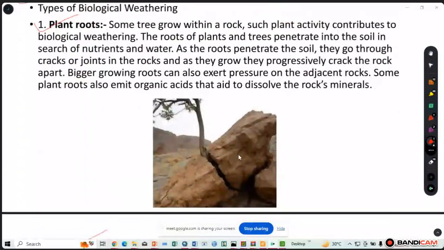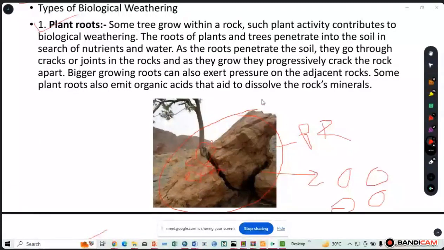You see, suppose this is a parent rock. In the parent rock, the root of the plant penetrates that rock. What happens? It expands. After the expansion, what happens? Small fragments are produced. These things are written here. Some trees grow within the rock. Such plant activity contributes to biological weathering, because here plants are involved in this type of weathering. It is known as biological weathering.